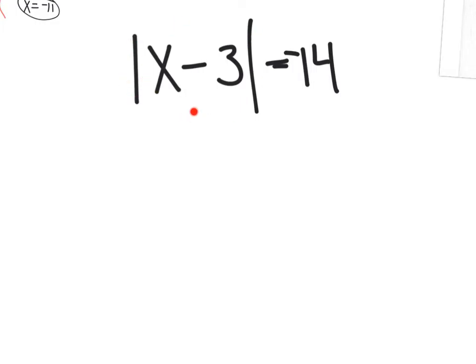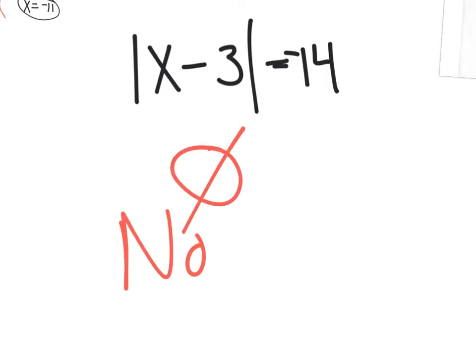What is this? This is an absolute value, right? And if you ever have an absolute value of something, your answer has to be what? Has to be positive, right? So when you say the absolute value of this equals negative 14, you don't even have to do any work. You just simply say this, which means no solution.